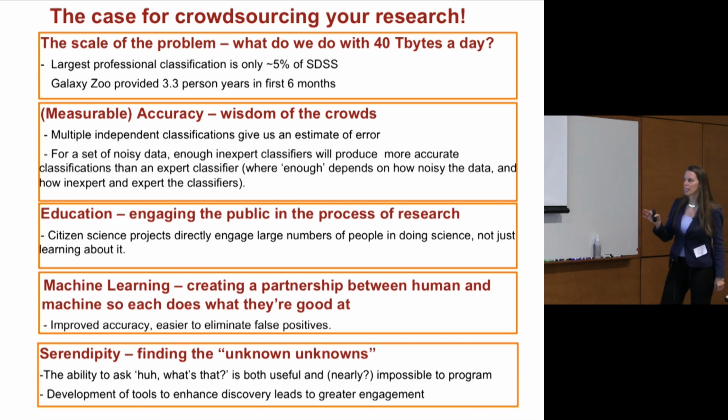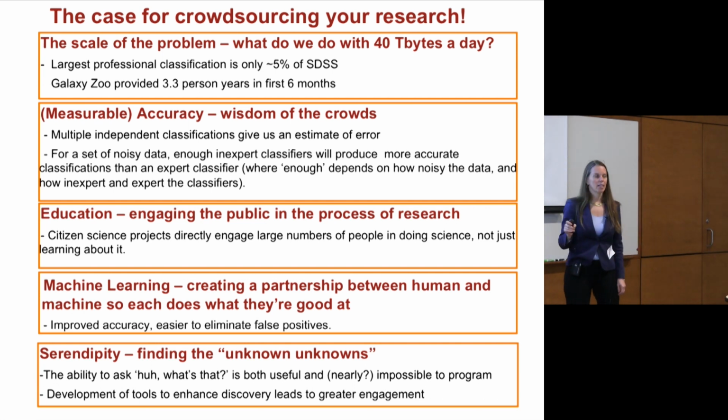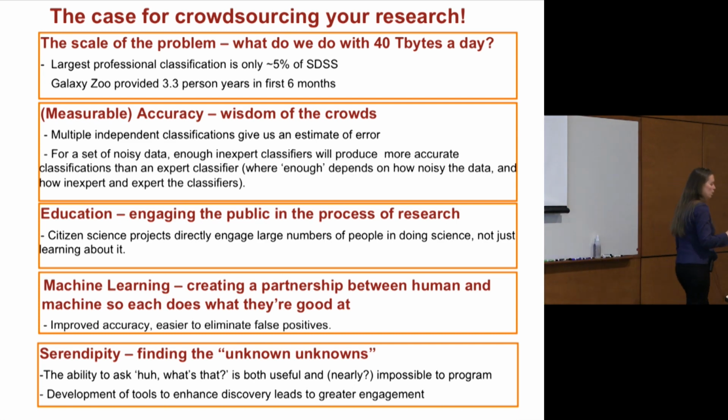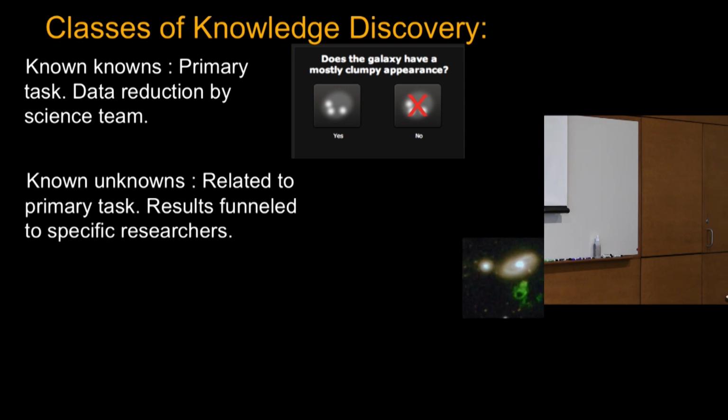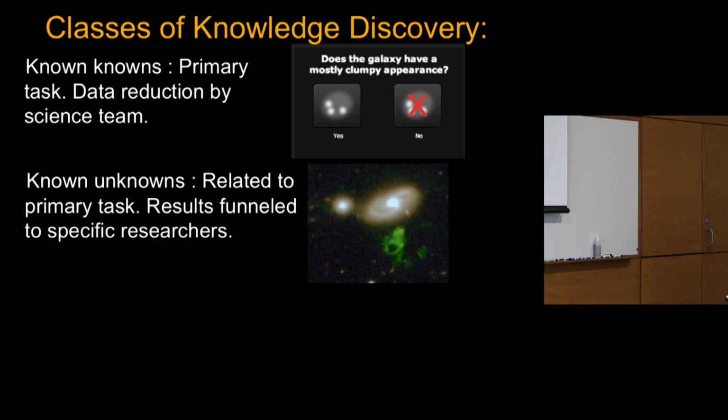So finally, I wanted to touch on serendipity, the idea that we can find the unknown unknowns. There are several classes of knowledge. The known knowns, okay, we're going back to Donald Rumsfeld here. These are the primary tasks. This is the data reduction done by the science team. Known unknowns are theoretical possibilities, but where the objects actually haven't been discovered. And they can be discovered in the data set by the public.